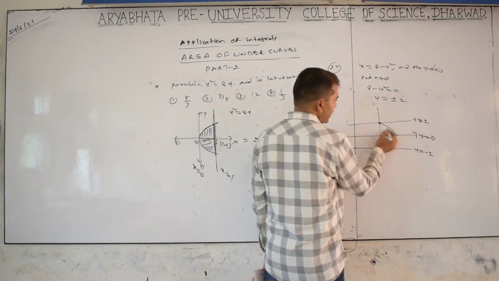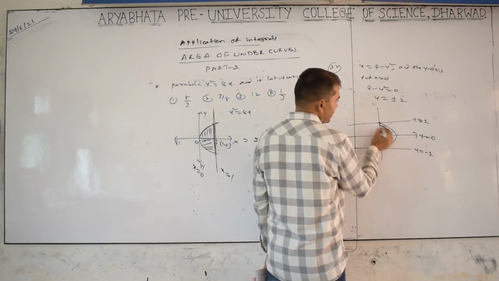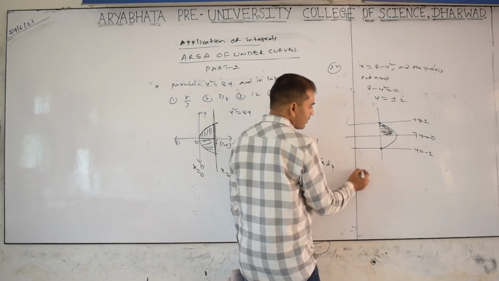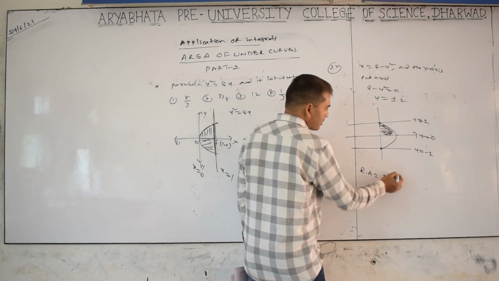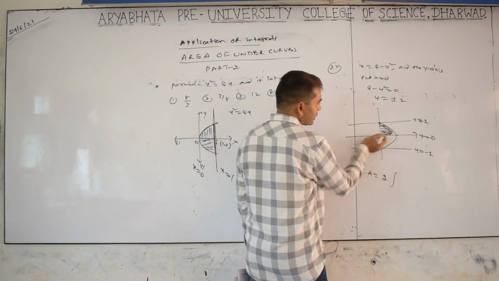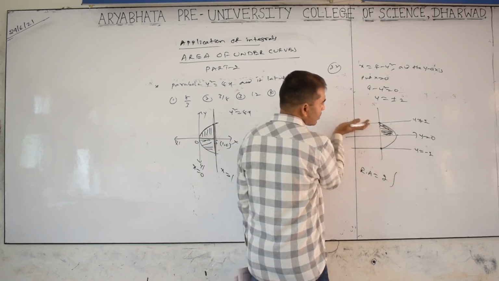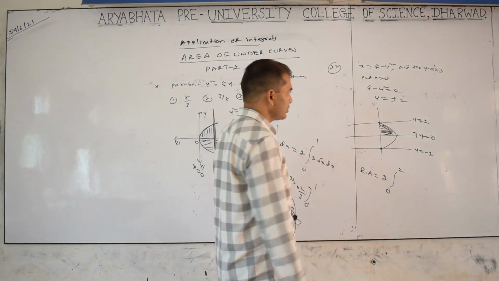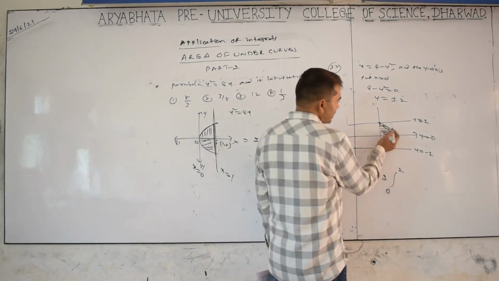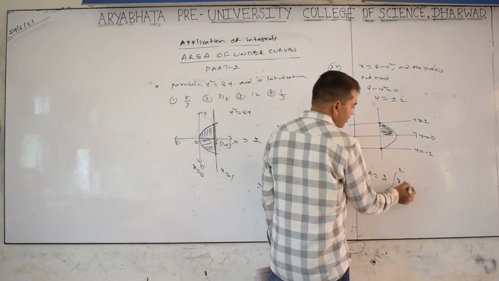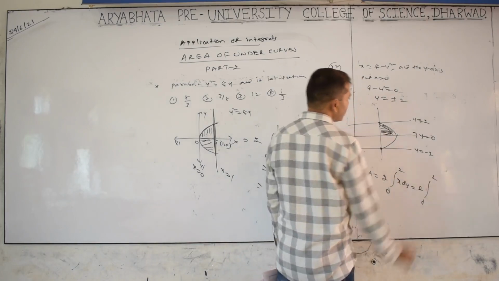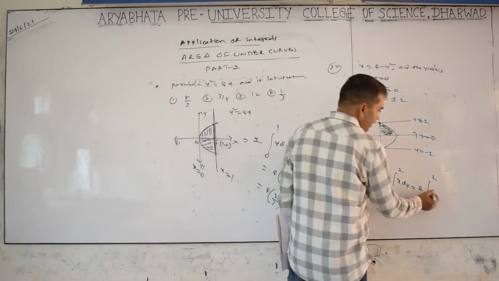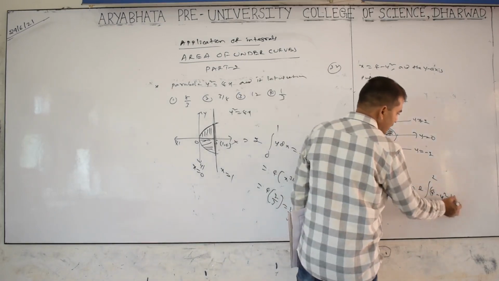To get the whole area, find this area first and multiply by 2, and we will get the whole area. So the required area equals 2 times the integration of this area. It is bounded by y from 0 to 2. With respect to the y-axis, so x dy. So 2 into integration of 0 to 2, x is equal to 4 minus y square dy.